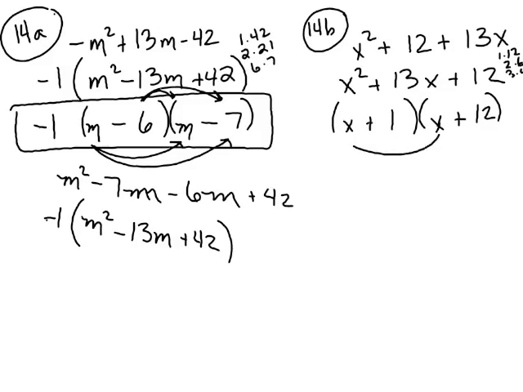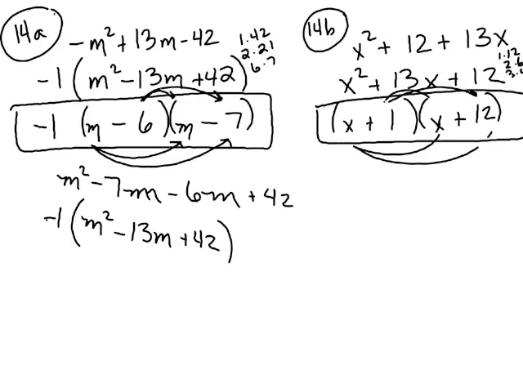So I'll have an x squared plus a 12x plus a 1x. There's my 13x plus positive 12. There's my answer. Almost too easy. I know.